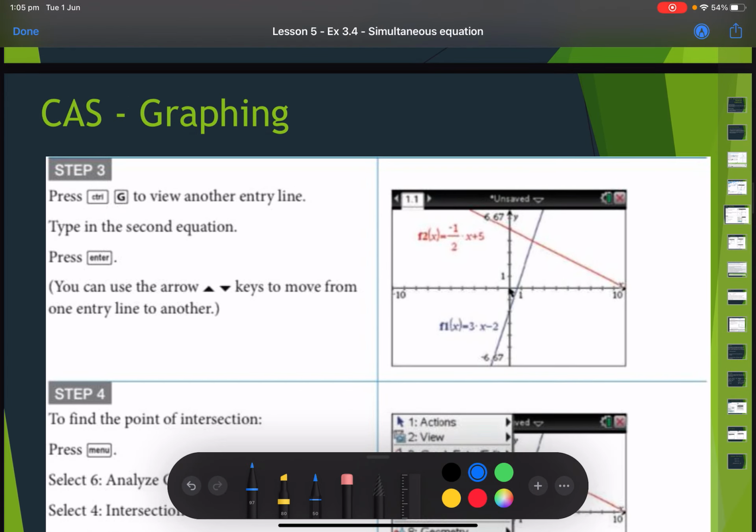In order to do that, we have to press Ctrl G to view another entry line, then type in that second equation and click enter.